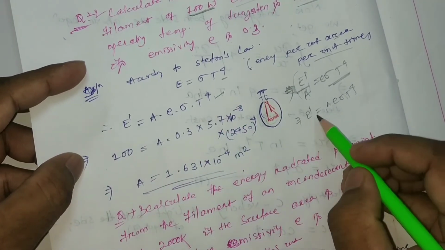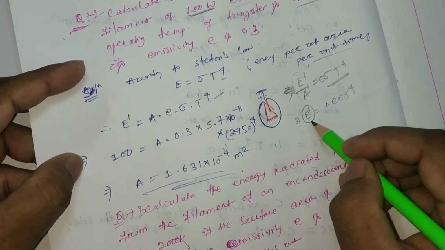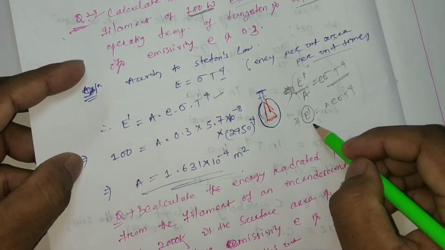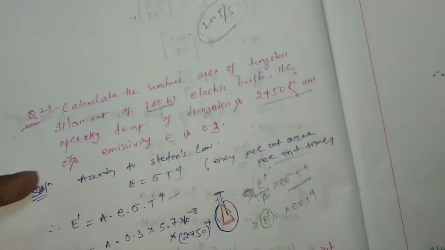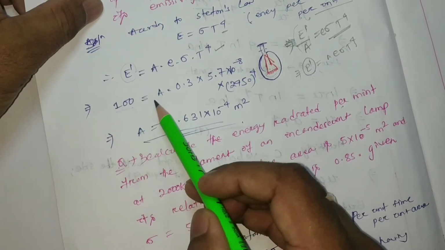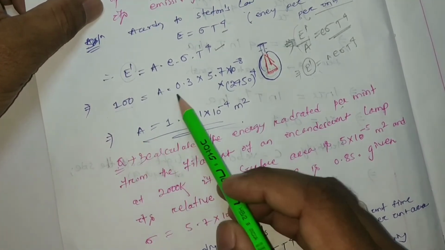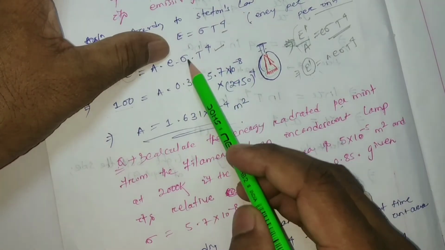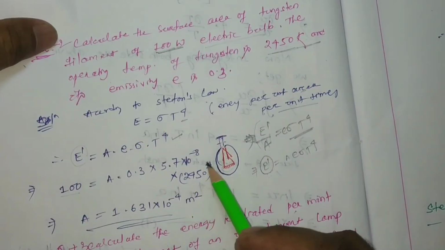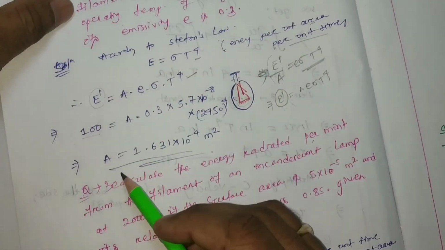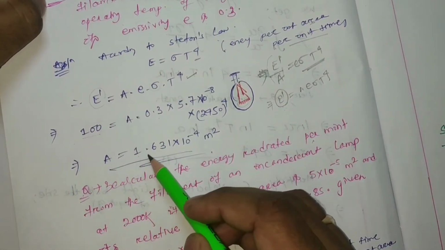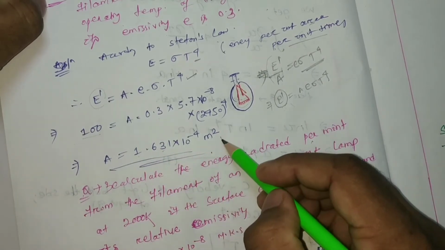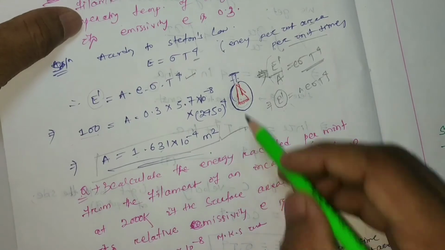So here E dash means the amount of energy radiated per second, that means in the form of watt. It is given as 100 watt. So I can put E dash value 100 equal to A, which we are going to calculate, into 0.3 into 5.7 into 10 to the minus 8, the value of sigma, T to the 4. T is given as 2450 Kelvin, 2450 to the power 4. Then by solving, you can get A approximately 1.631 into 10 to the minus 4 meter square, the area of this whole filament.